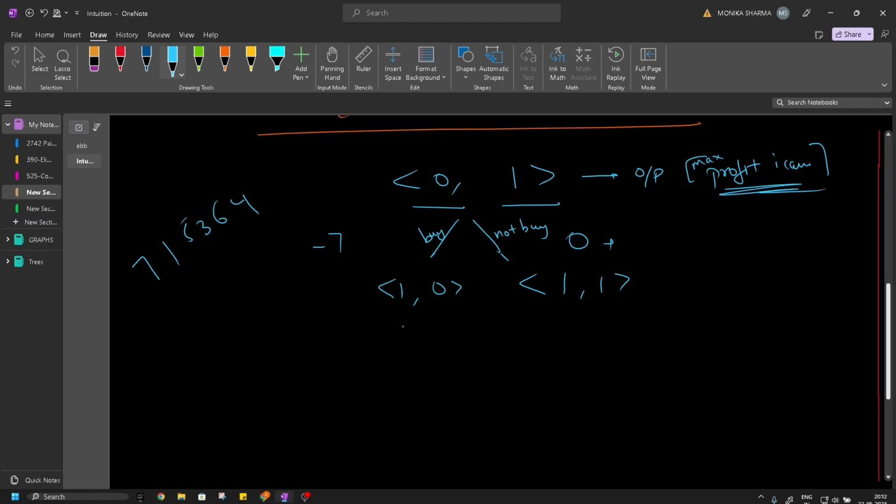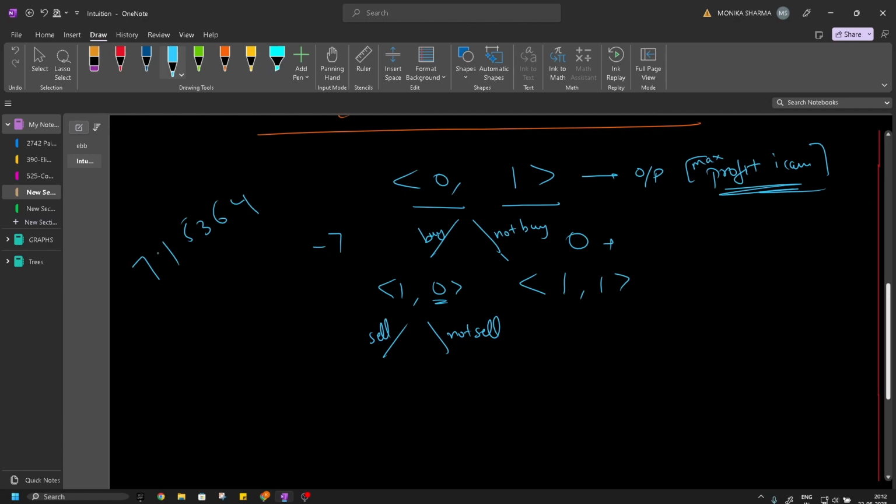Now 0 comes up. We cannot buy a stock. So what are our options? We can either choose to sell a stock or choose not to sell a stock. Simple. Since we can't buy, our only option is that we either go to the next index and don't sell it, we'll just keep it, I don't want to sell it right now, or we'll sell it off.